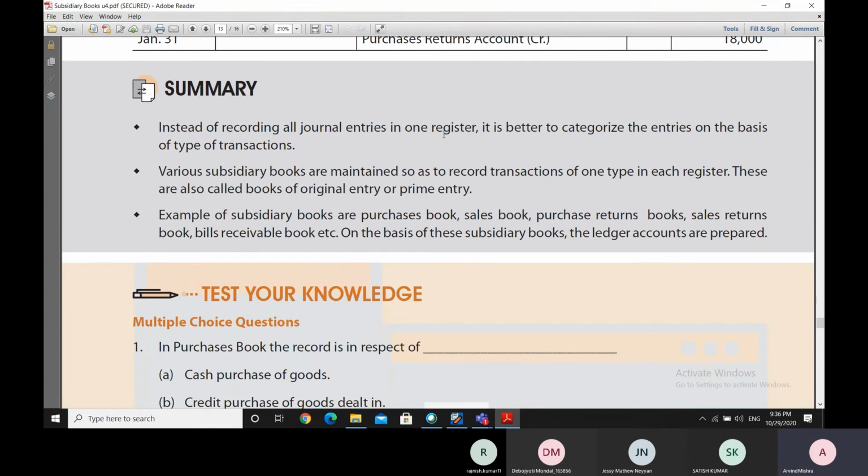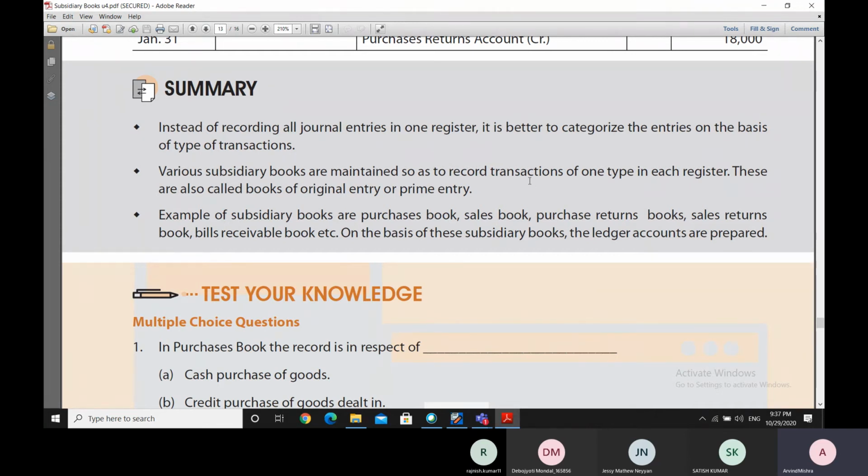Now, so many subsidiary books are maintained so as to record the transactions of one particular type in a separate register. And therefore, these subsidiary books are also called the books of original entry or the books of the prime entry. Examples of subsidiary books, as we have already seen, are the purchase book, sale book, purchase return book, sales return book, bills receivable book, etc. And of course, the journal also. On the basis of these subsidiary books, the ledger accounts will be prepared.